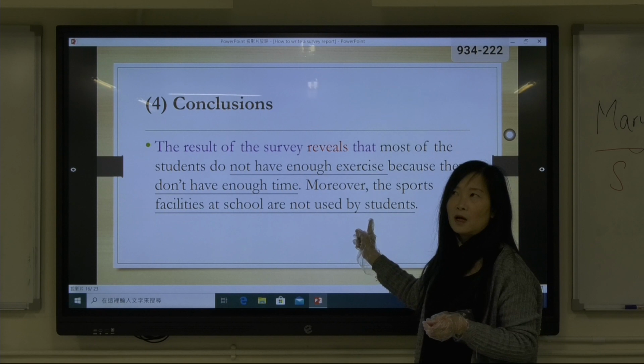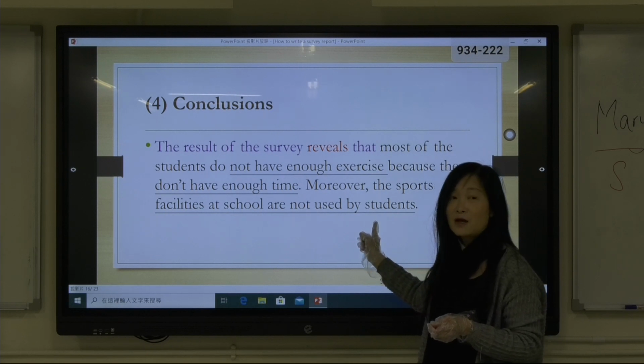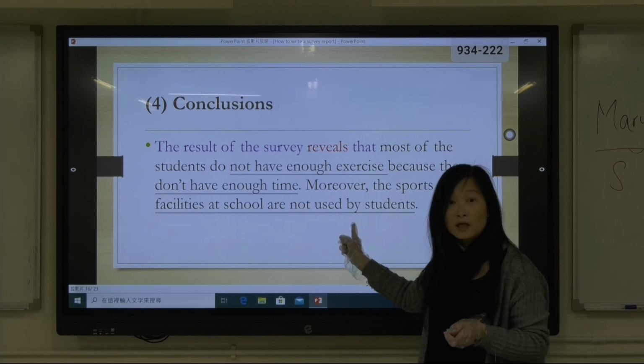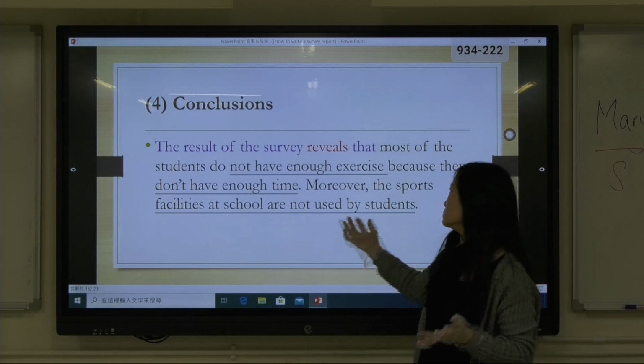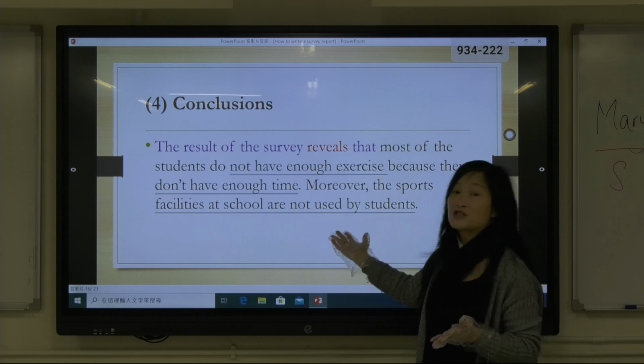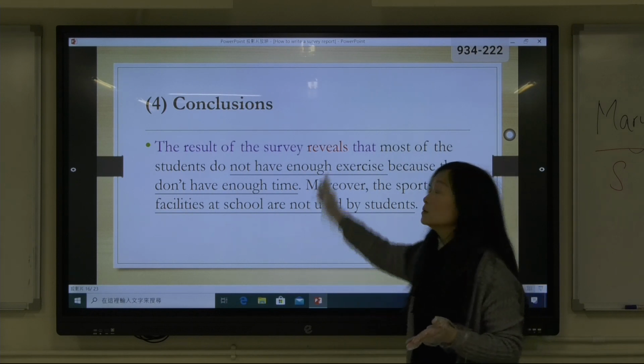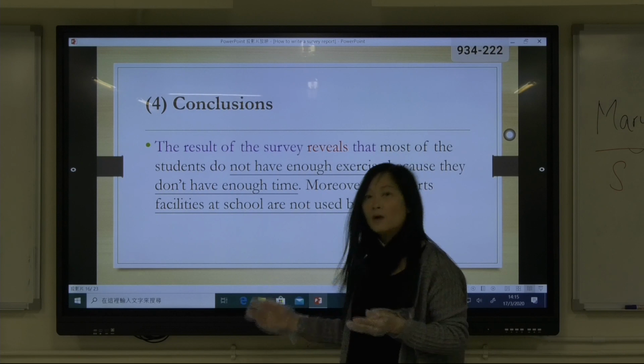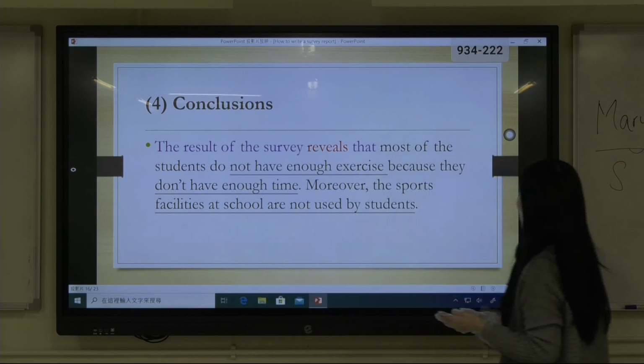Moreover, the sports facilities at school are not used by students. Remember that only 10% of the students have tried to use the facilities at school. So it shows that many students do not use the facilities at school. So this is one of the conclusions.